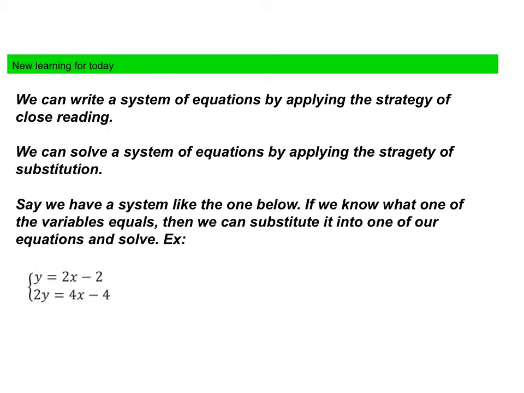All right, I did want to give you guys another example, but just for the sake of time for this half day, I didn't. So our new learning today is that we can write a system of equations by a strategy called close reading. And we can now solve a system of equations with a new strategy called substitution. And we use substitution by finding what one of our variables equals. So in this case, this y equals 2x minus 2. And we would just take that and plug it in for that second equation to solve algebraically. So that is what substitution is. You literally just substitute what something equals for the variable that it represents. Okay, moving on to our exercises.